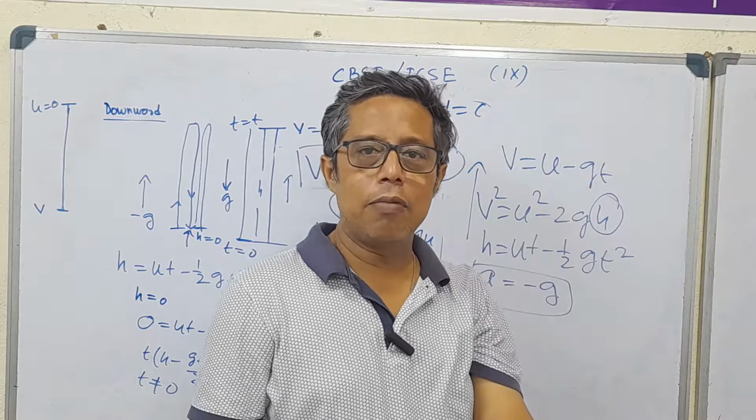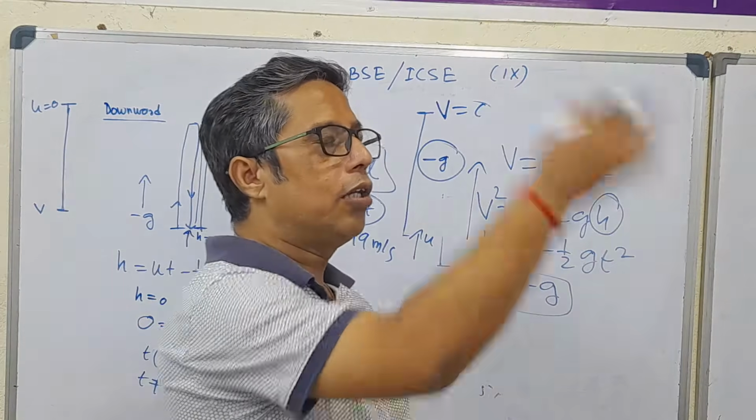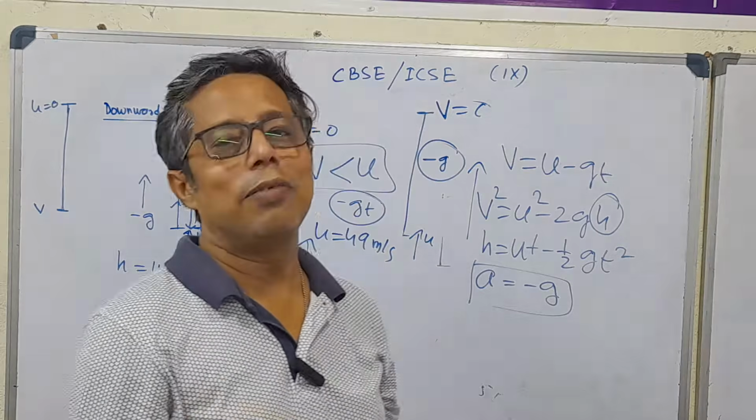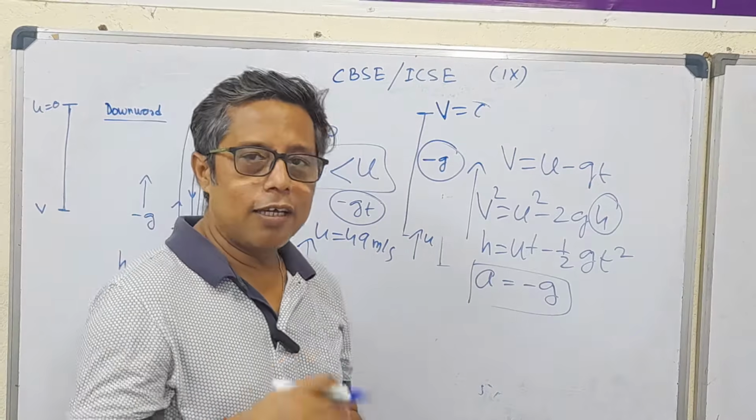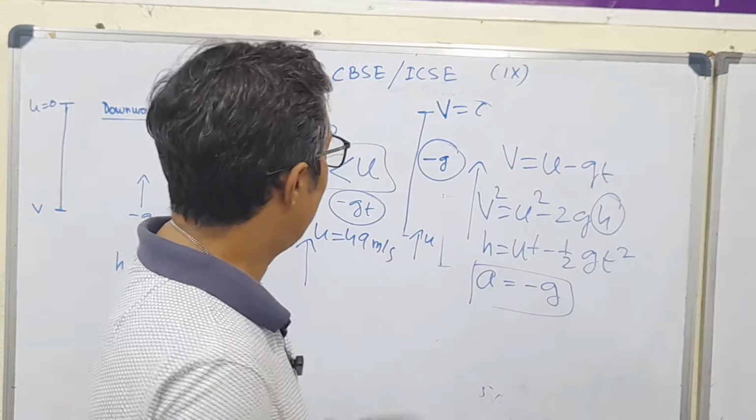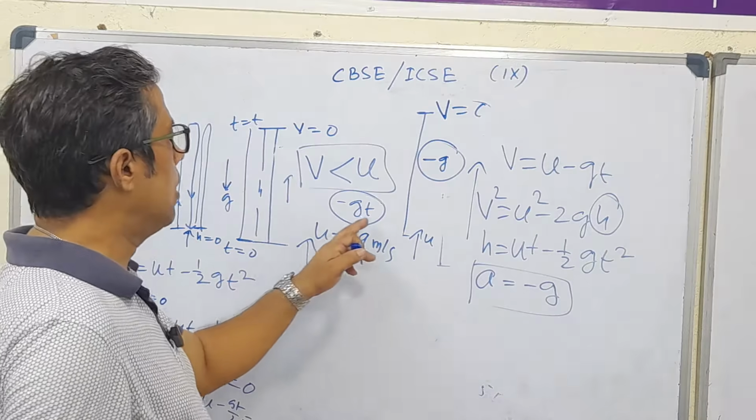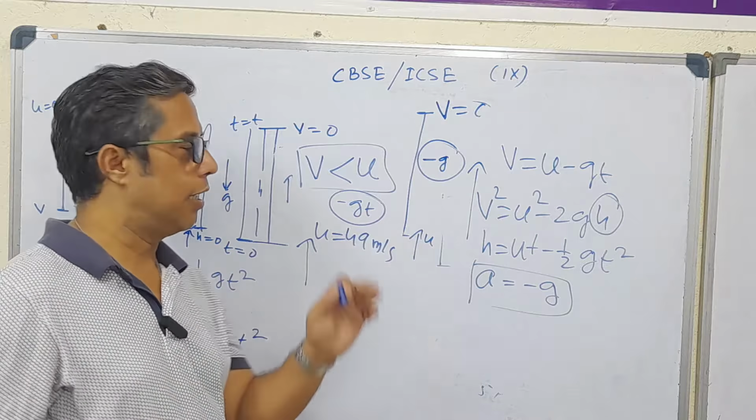Then again it will come down due to gravity and it will slow down. That is also due to gravity, right? So Earth's gravity is causing all these things. Whenever it is going up, the velocity is decreasing with this minus gt factor.